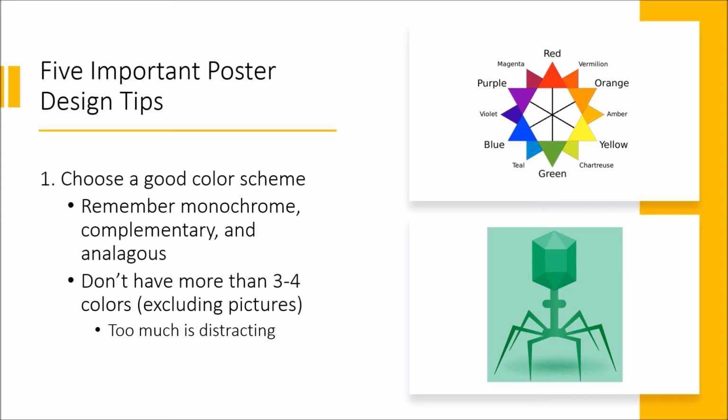You will be using the color scheme to draw your viewer's eyes to certain places on the poster, so it's very important to only use 3 to 4 colors. More than that can be very distracting, and your viewers might not know where to look if there are different colors everywhere. Pictures can, of course, have as many colors as they need, but it may be wise to put a border around your picture that is within the color scheme.